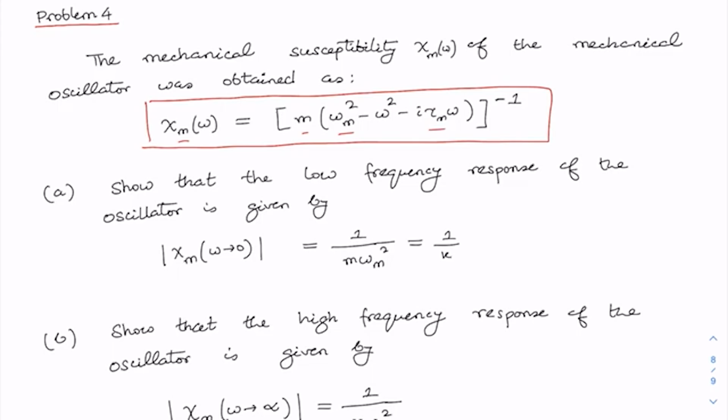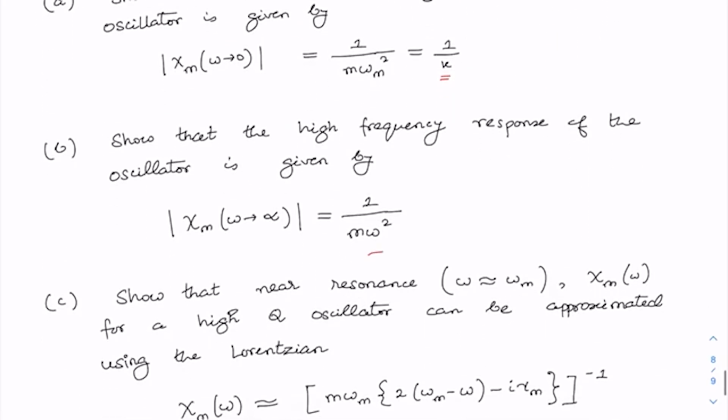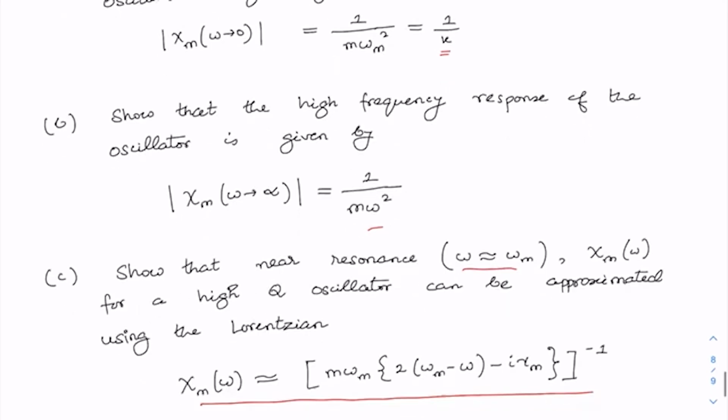You are asked to show that the low frequency response of the oscillator is given by, low frequency means when omega tends to 0, that the modulus of the susceptibility would be given by this, where K is the spring constant. K is equal to m omega m square. And you are asked to show that at high frequency, the response of the oscillator is given by this expression. And finally, you are asked to show that near resonance, the susceptibility for a high Q oscillator can be approximated by using this expression, which is a Lorentzian. So let us do it.